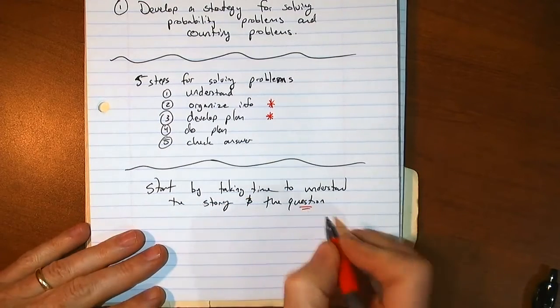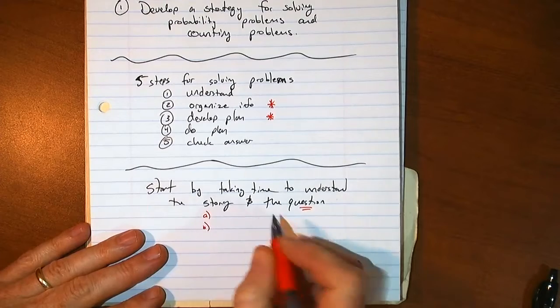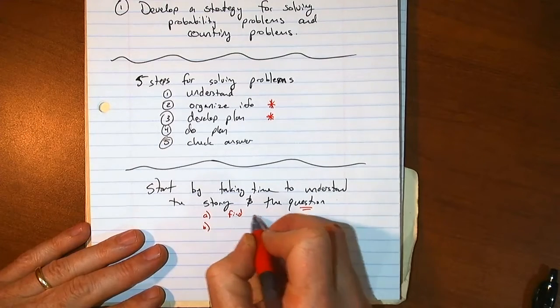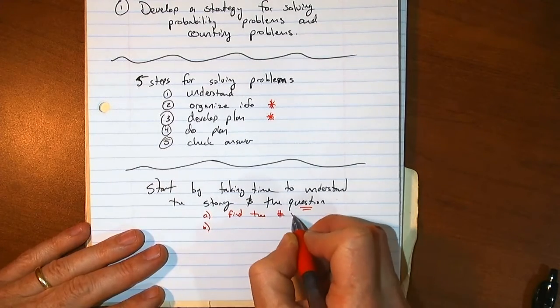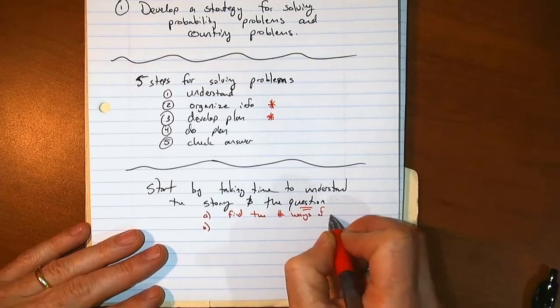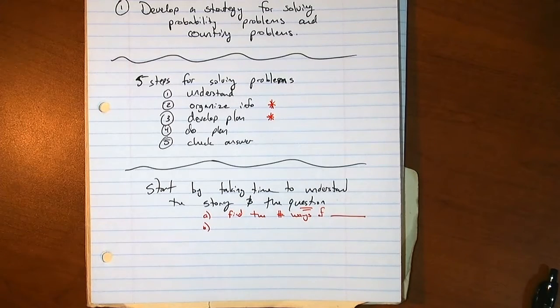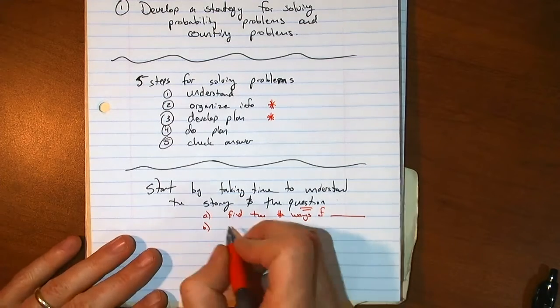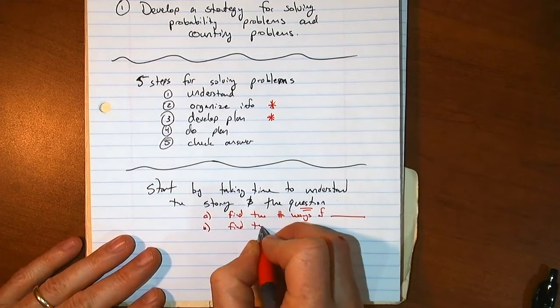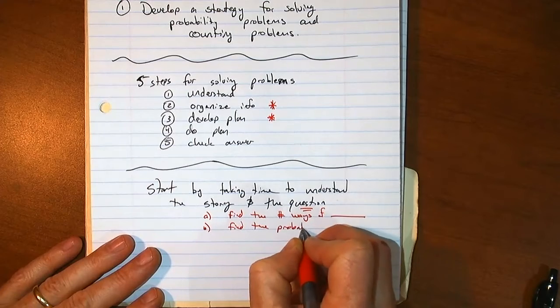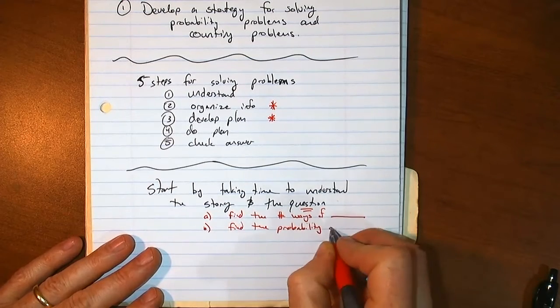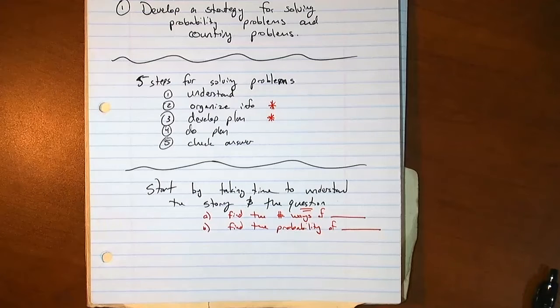The only questions that they're going to ask are either find the number of ways to do something. It might not even be number of ways. It might be like find the number of license plates, find the number of lottery tickets, find the number of different ways that you can win a contest, whatever. Find the number of ways of doing something, or it's going to say find the probability. Okay, so those are the only two questions we're going to be asked in this unit.